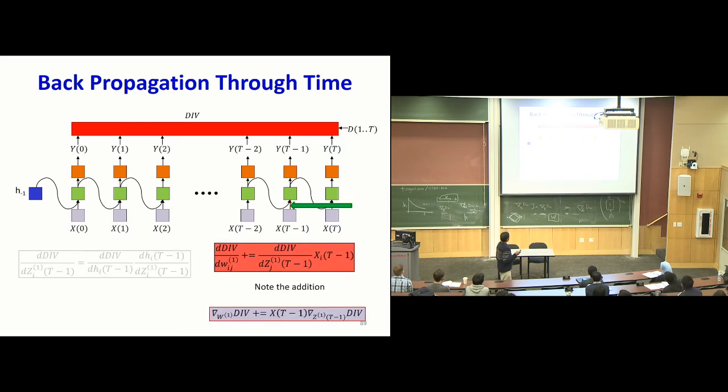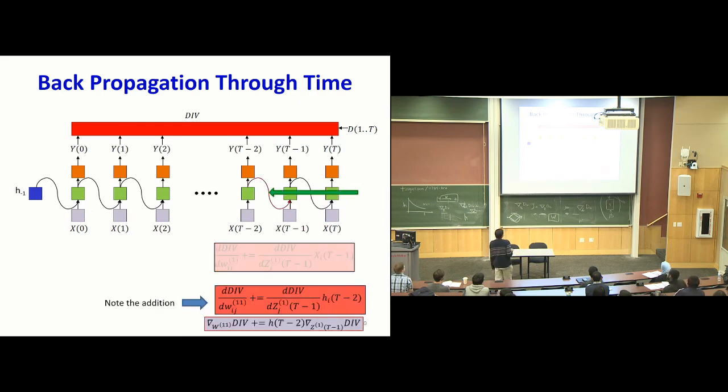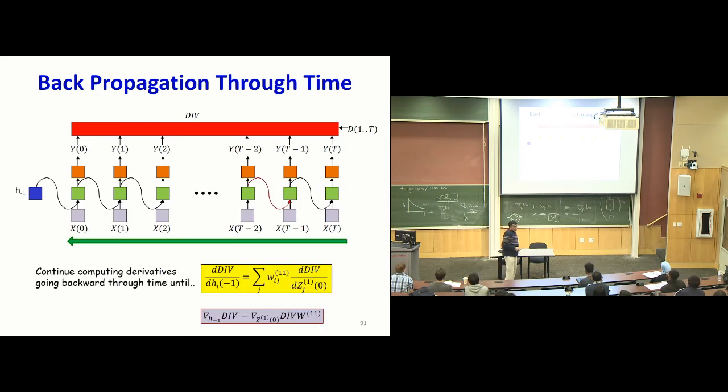Right? And so on. Now I can keep going back in the same manner all the way to the beginning. And then finally, I'm going to get the derivative with respect to the h. Remember, h was a parameter as well, right? And this we just saw is simply going to be the derivative with respect to z multiplied by this weight matrix, right? So we can compute the whole thing going far backward.